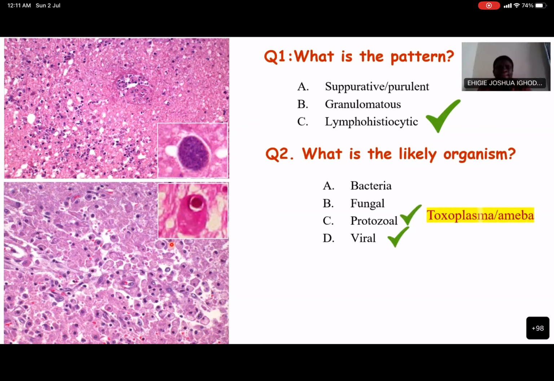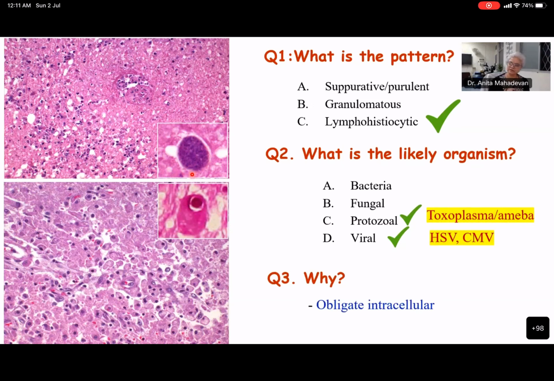So the protozoal that you're looking at here is actually a cyst of toxoplasma. You can also get it with amoeba. And with viruses, more commonly with HSV, CMV, etc., you get a lymphohistiocytic response. Last question again, my favorite. Why that kind of a pattern? Because all viruses are obligate intracellular and so are protozoa.